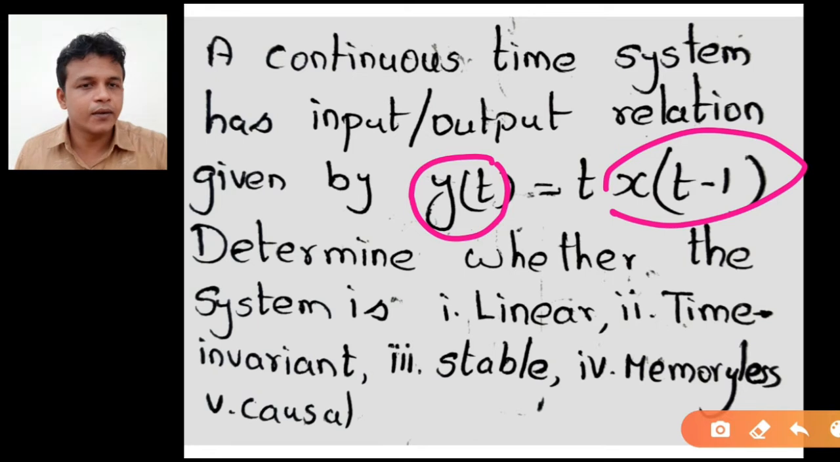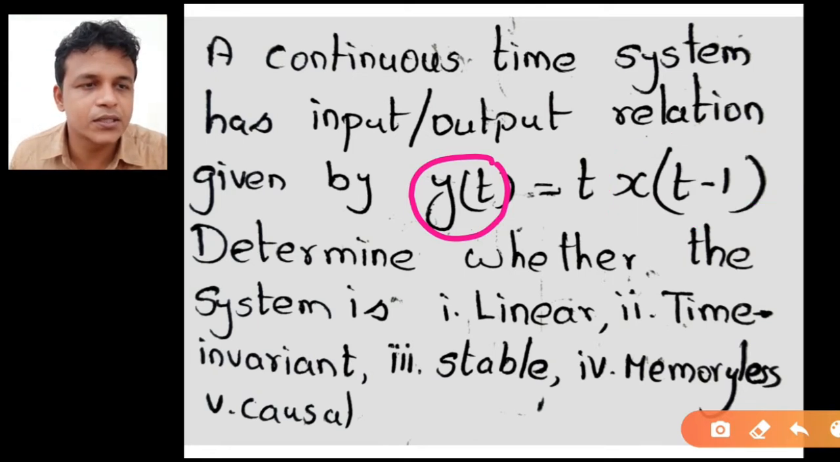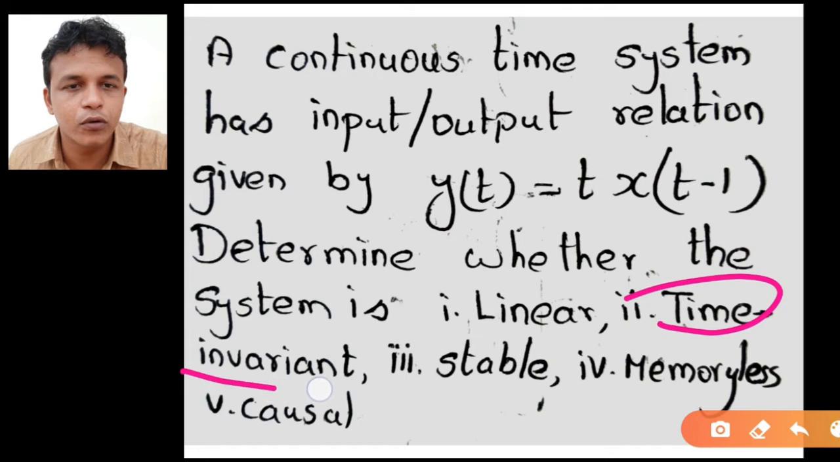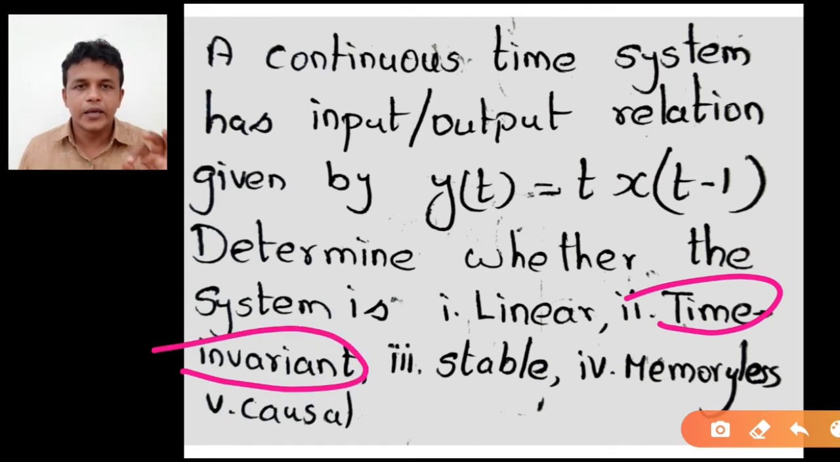And we can also find whether the system is time variant or time invariant. In the previous video I mentioned, if the output of the system depends on the input and the input has a time scaling factor, then definitely that system is going to be a time variant system. If instead of time scaling, time shifting is there, then definitely the system is going to be a time invariant system. Time shifting means time invariant, and time scaling means time variant.